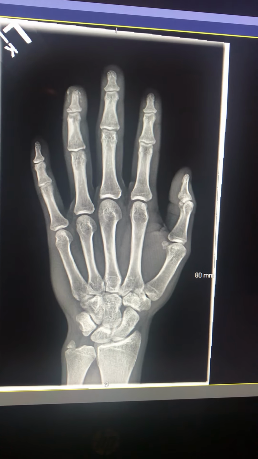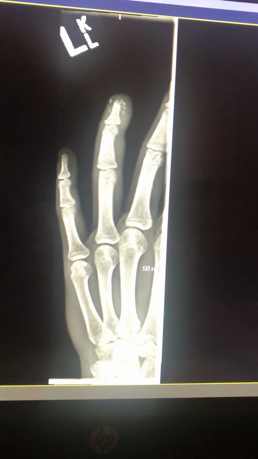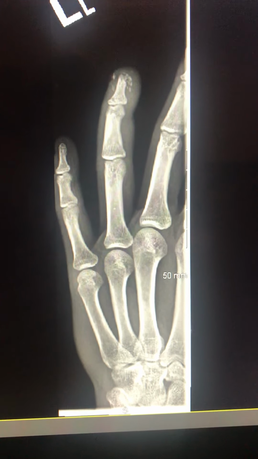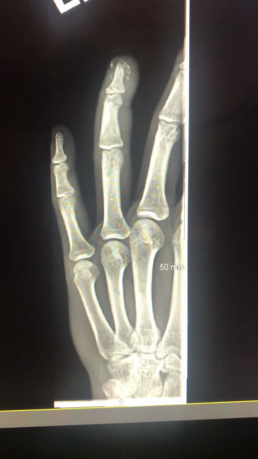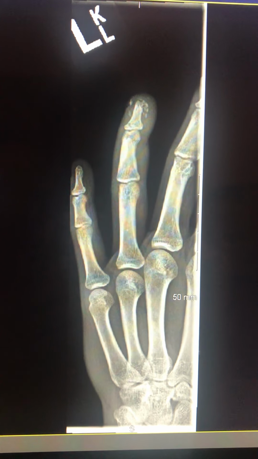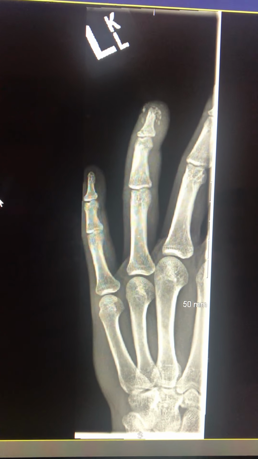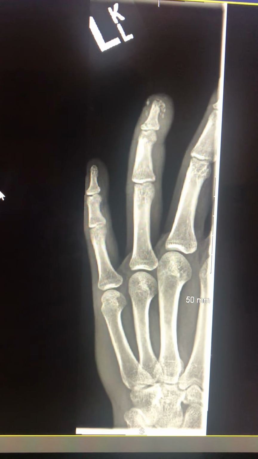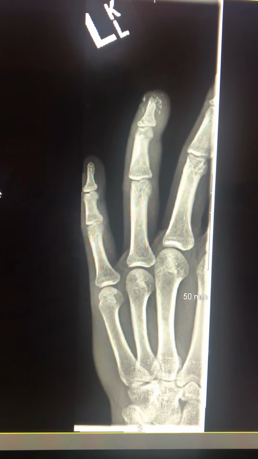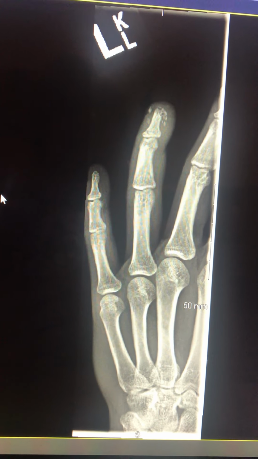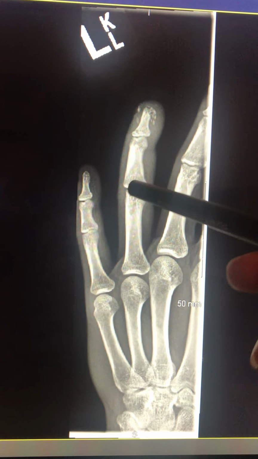Okay, let's go to the oblique. For the oblique, the hand was rolled up to 45 degrees, or it's supposed to be 45 degrees from the IR, in a lateral orientation. The CR was centered to the proximal interphalangeal joint space, the PIP.